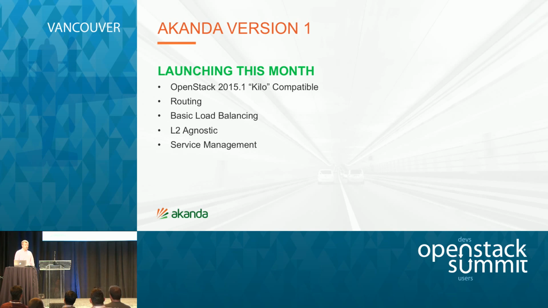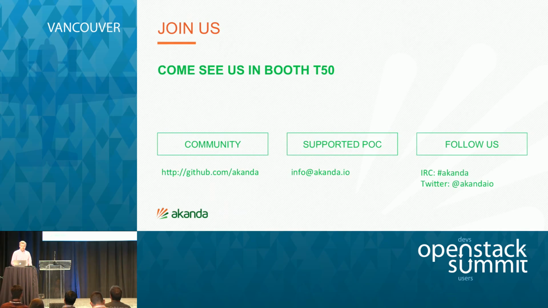So the key features, as a recap: it's 100% compatible with Kilo. It runs with a vanilla Kilo installation. Basically routing, basic load balancing, service management, layer 2 agnostic. Down the road, we're going to add extra features as we go through the summer. So join us. We have a community. Like I said, it's all open source, at GitHub/Akanda.